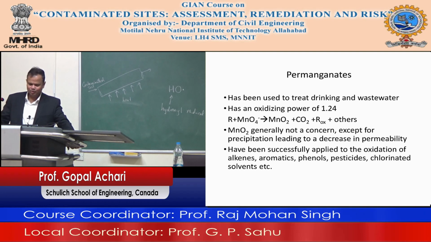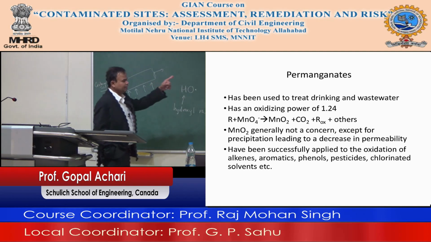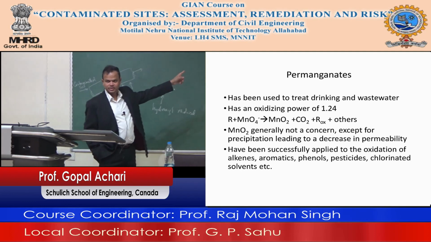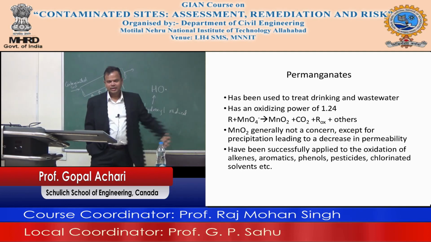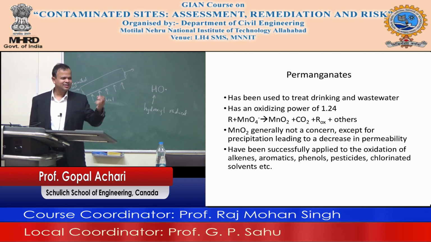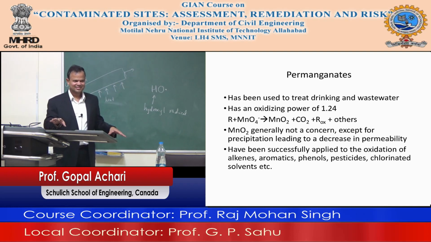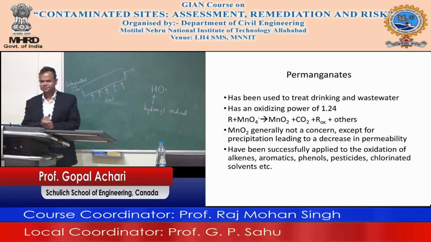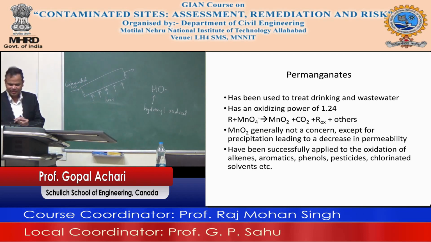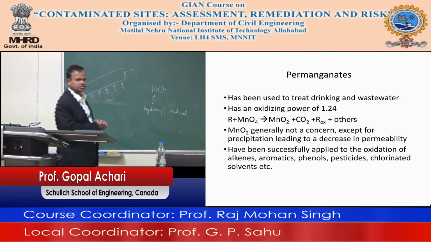Let's start with MnO2. Generally it is not a concern except for precipitation. If you look at that equation there, the permanganate MnO4 reacts with the radical to form MnO2, and MnO2 particles form as precipitate, and once it forms precipitate in the subsurface, it's going to clog the pores. Something to think about. Okay, and it has been successfully applied for alkenes, aromatics, phenols, pesticides, chlorinated compounds, and so on.